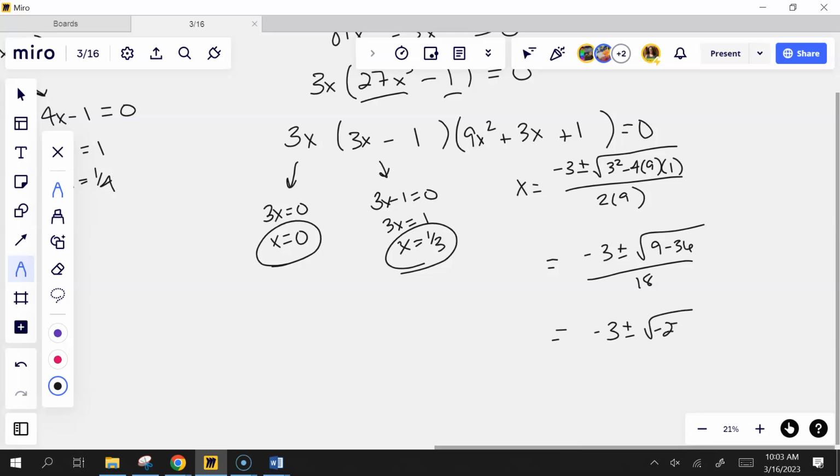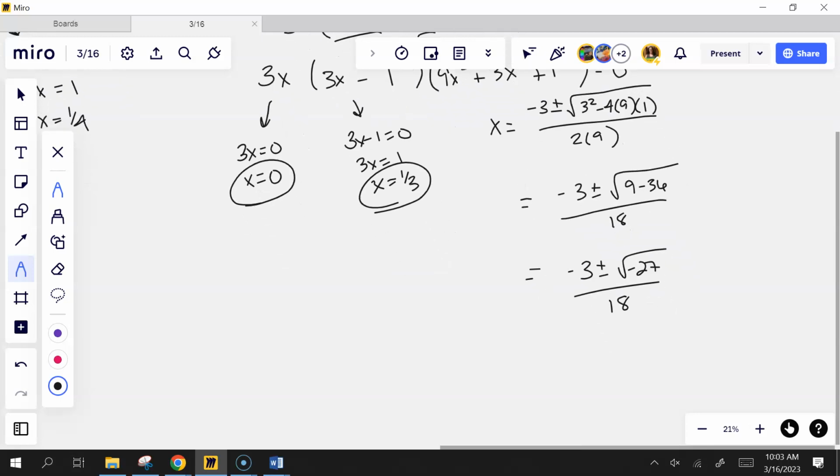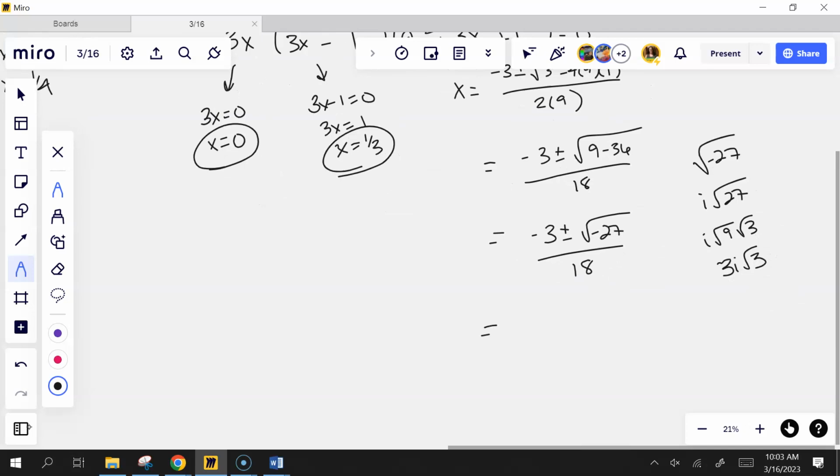Can you take anything out of negative 27? Any perfect square? You do have to make it an i. 9. That's exactly right. So this square root of negative 27, if I take the i out, and then the 9 times 3, I end up with 3i root 3. Right? Nine times 3 is 27.